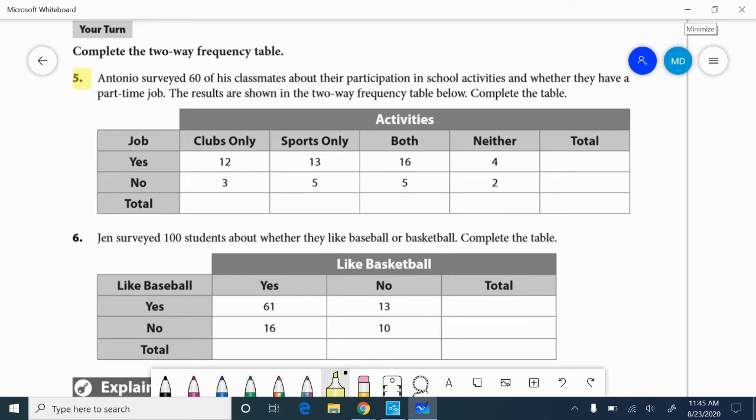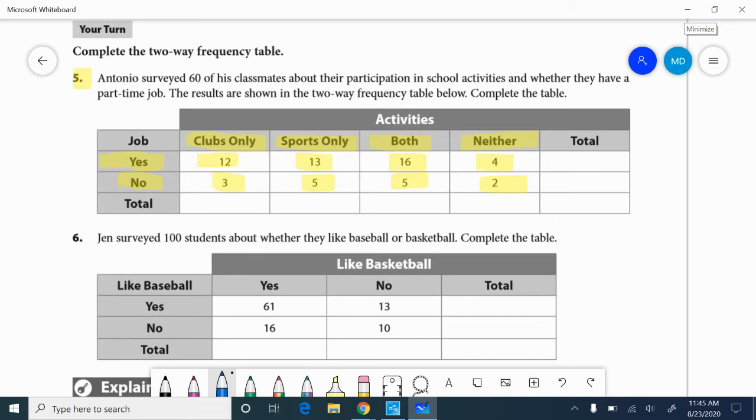All the data is filled in. So for each row, we have all of our numbers. We have 12, 13, 16, and 4. For no, we have 3, 5, 5, and 2. Okay, and that's coming under who said what for clubs only, sports only, both, or neither. So we have all our data. Now we just need to get our totals.